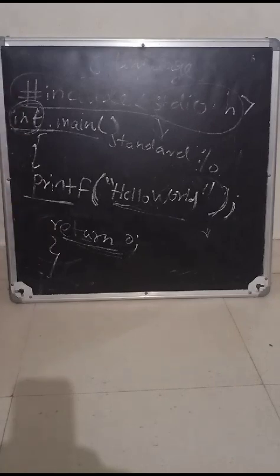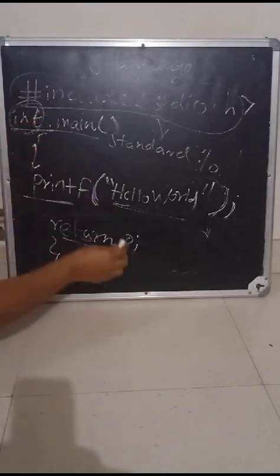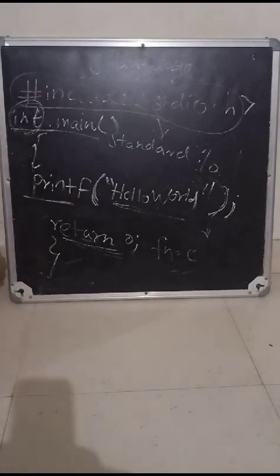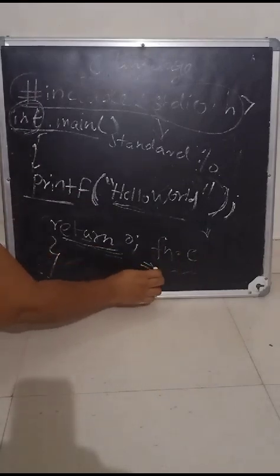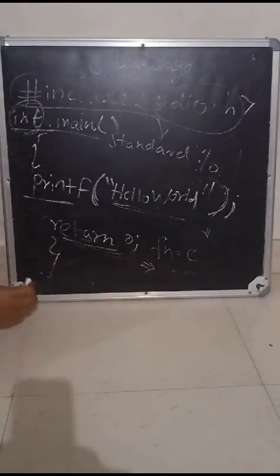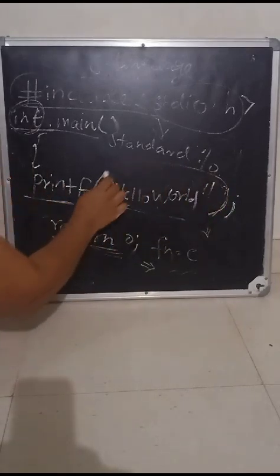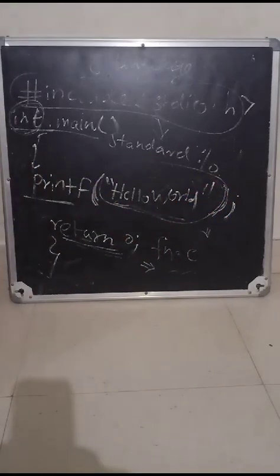I can use either an online compiler or an offline compiler like Turbo C or Dev C++. I just save the document as any file name .c. After that I have to compile the file and execute it. Once I execute it, I will get the output as hello world. So this is the basic program in C for printing hello world.